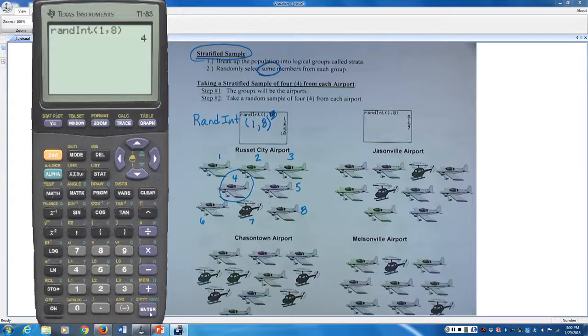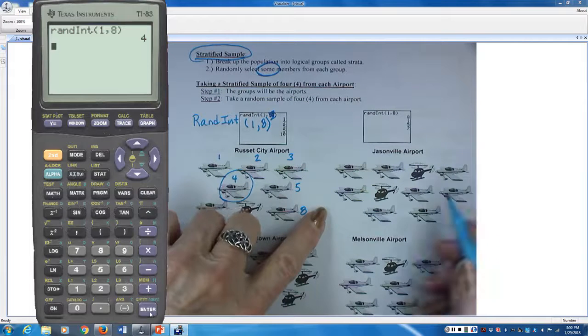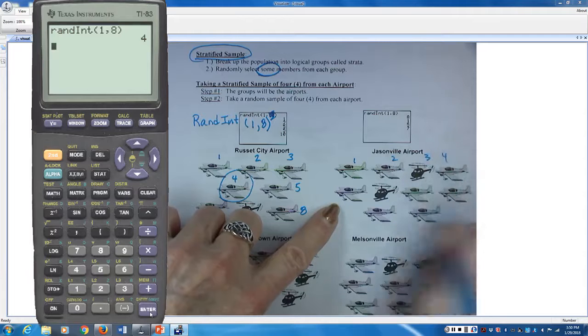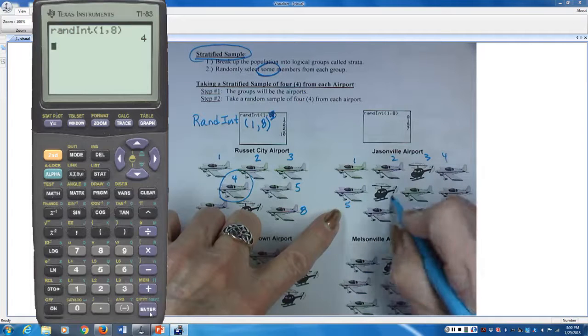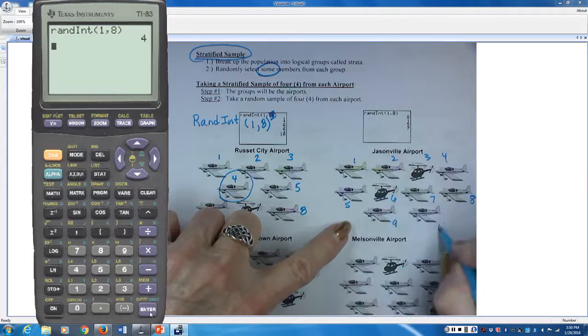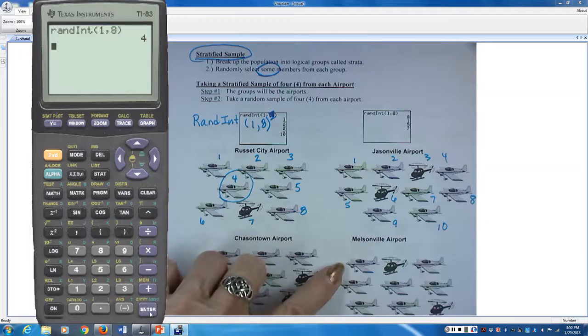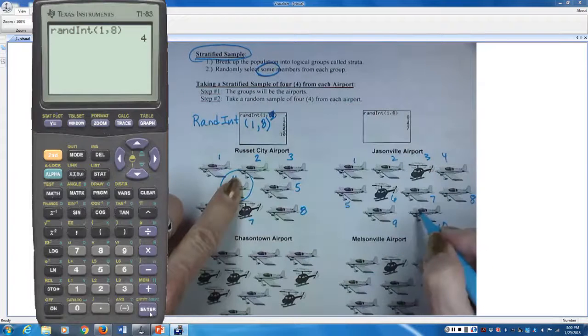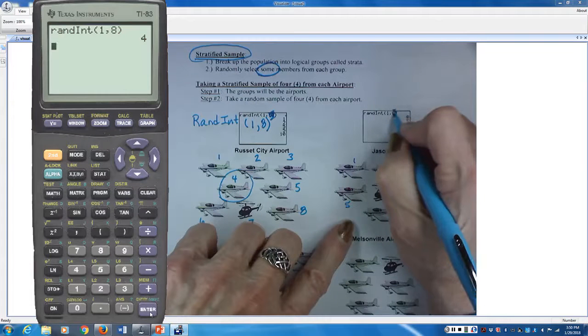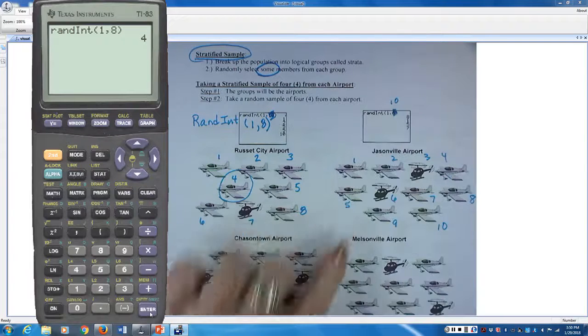Okay, now my next group, 1, 2, 3, 4, 5, 6, 7, 8, 9, 10. So actually I think this screen went with this group and this screen went with this group. I think I got them mixed up. So for this one we're going to go rand int 1, comma 10.